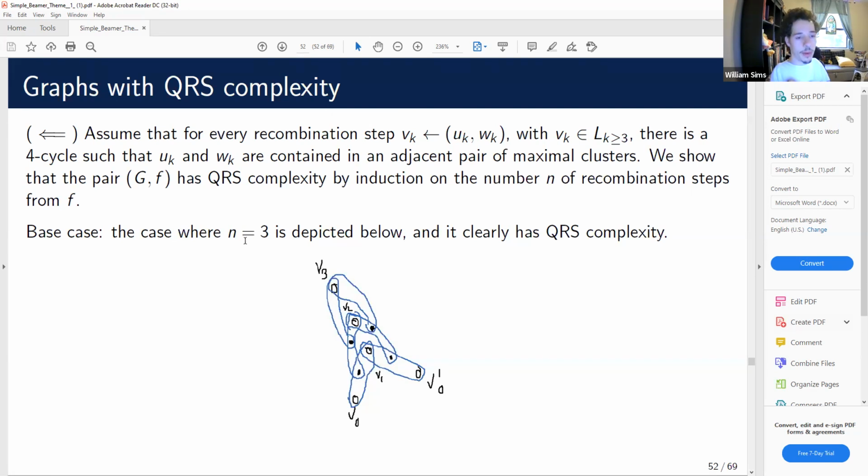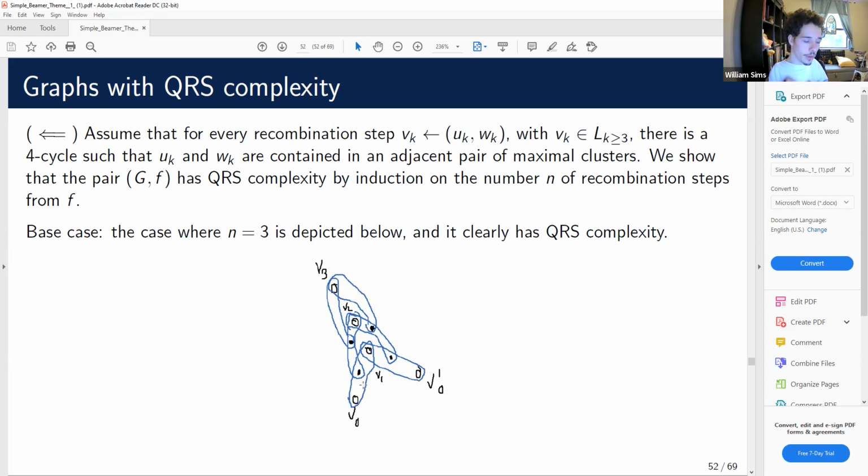Remember, our assumption is that G has at least 6 clusters, because otherwise it's uninteresting. So that's why the base case here is n equals 3. That'll give us these 6 clusters. And you can just easily verify by looking at the extreme graphs that this is going to have QRS complexity. The first, the G hat naught extreme graph is just going to add an edge between V naught and V prime naught, and that's obviously tree decomposable, because K2 is tree decomposable in the base case.